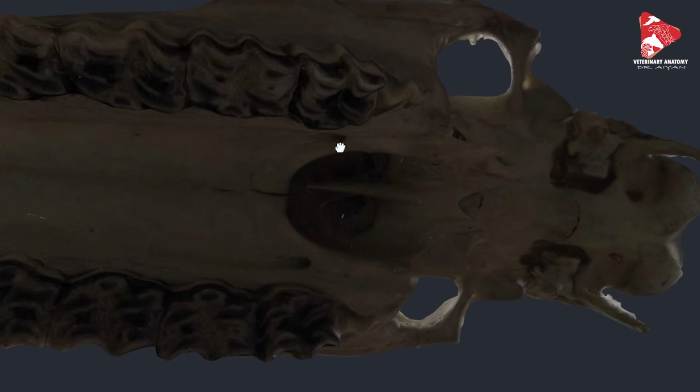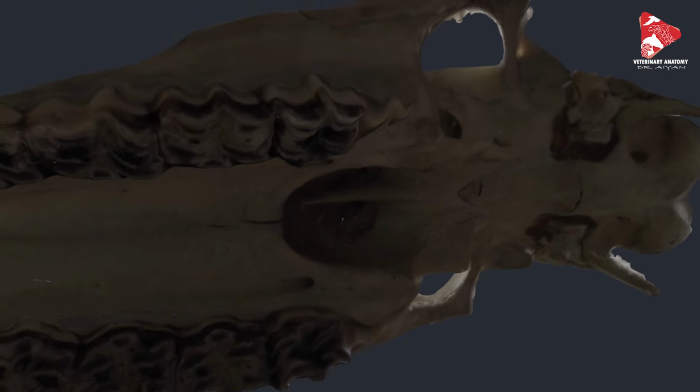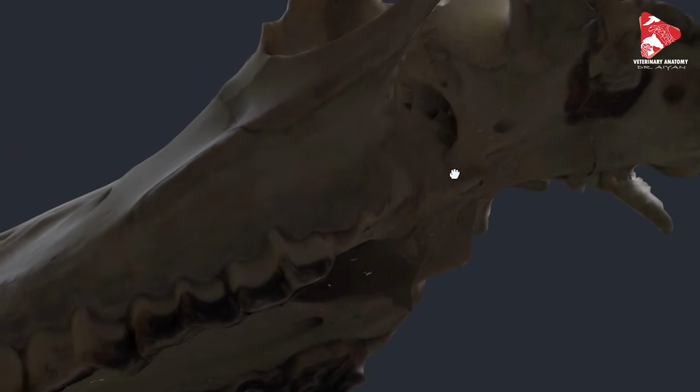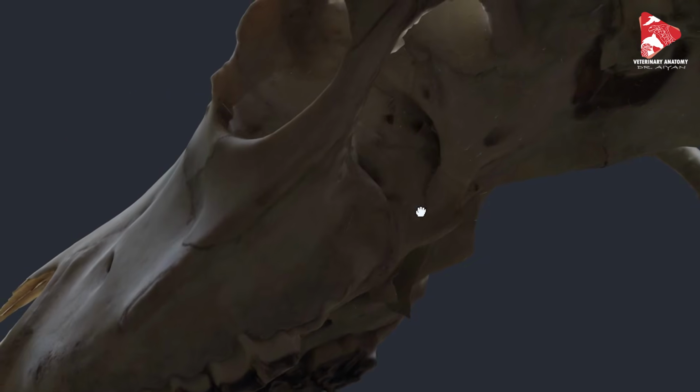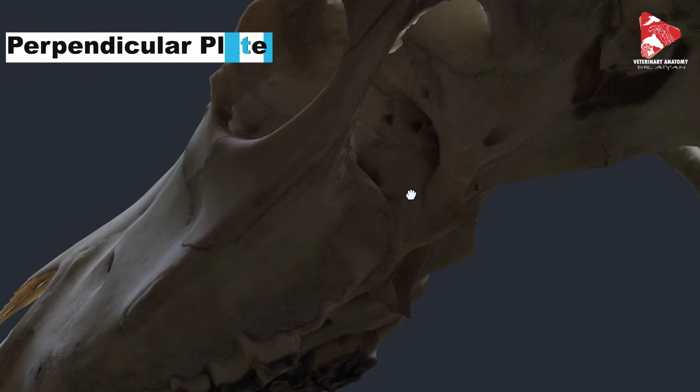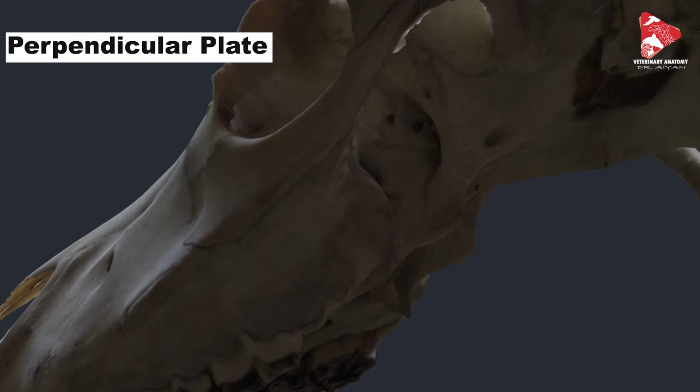If you follow the horizontal plate, you will find that it moves upward. So this is also the palatine bone. Can you see that? This is also the palatine bone, forming what's called the perpendicular plate.